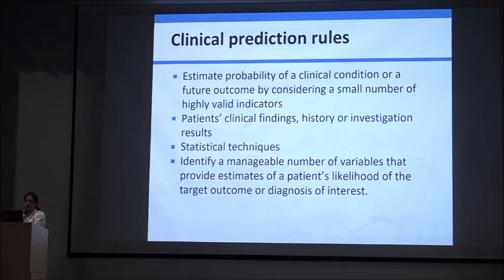Clinical prediction models estimate probability of a clinical condition or future outcome by considering a small number of highly valid indicators. These could be patients' clinical findings, history, or investigation results. And it utilizes statistical techniques to identify a manageable number of variables that provide estimates of a patient's likelihood of the target outcome or diagnosis of interest.